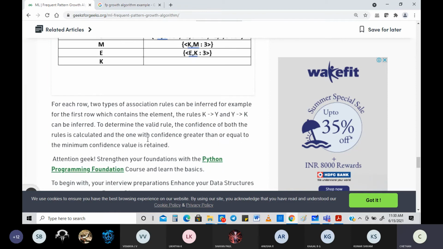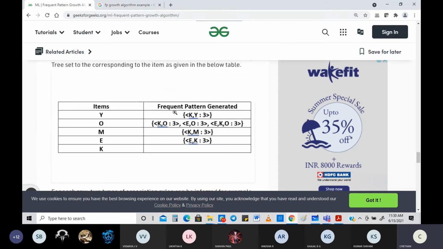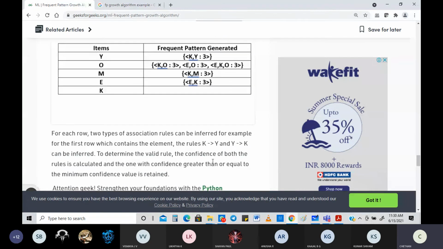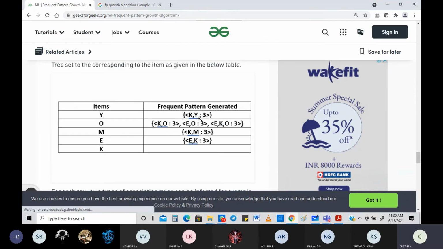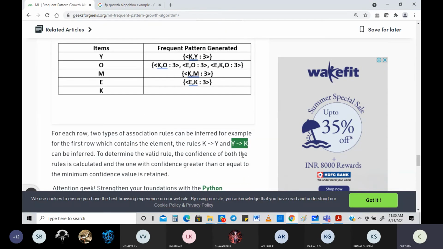For each row, 2 types of association rules can be inferred. For example, look into this for the first row. For the first row, which contains the elements K and Y, it can be K to Y and of course Y to K. That can be inferred for the first one. To determine the valid rule, what we are going to do? The confidence of both the rules is calculated.